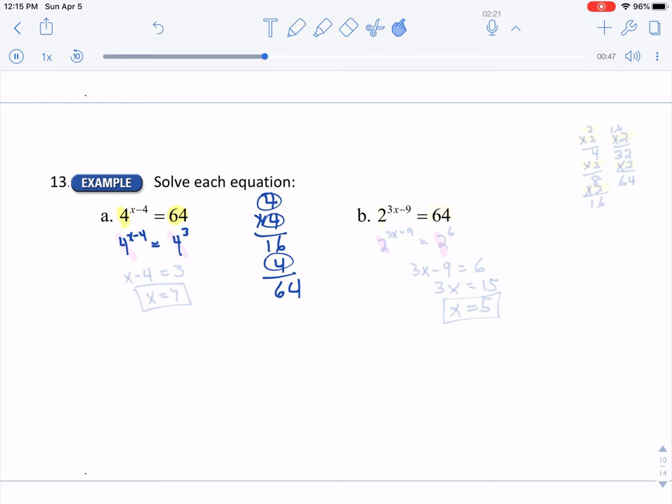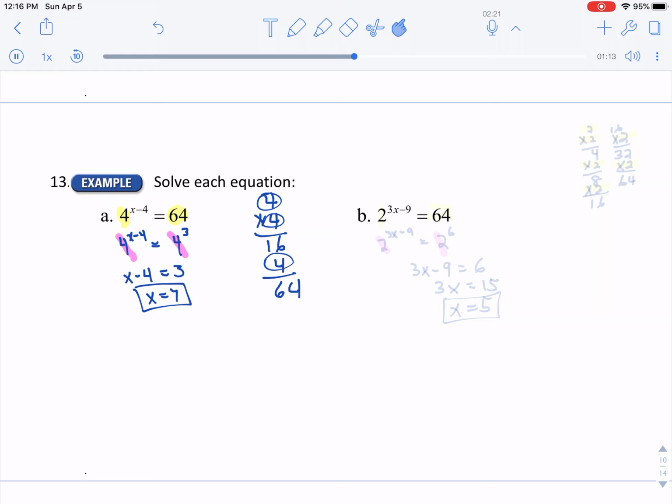over here. All right, once I have the bases being exactly the same, once I get these two bases to be exactly the same, 4 and 4, I can ignore them. So I can say x minus 4 equals 3. And to isolate the x, I add 4 to both sides, and I get x equals 7, and that's the answer.